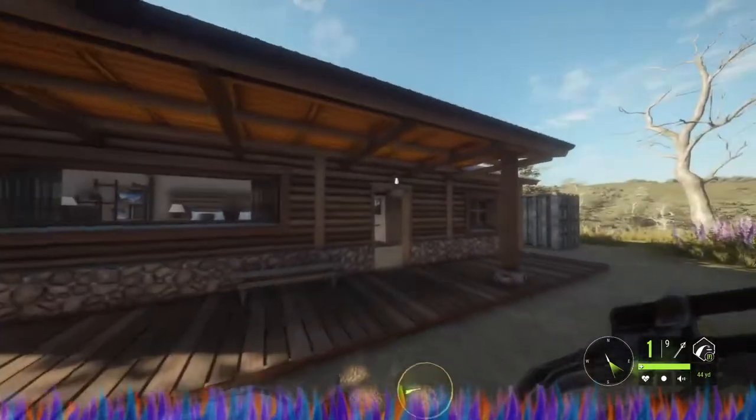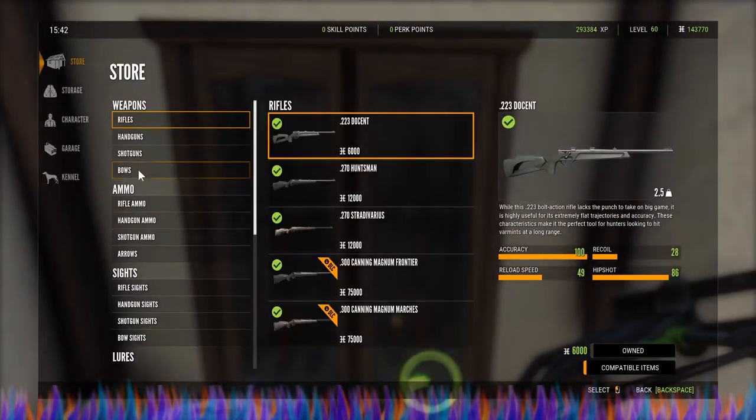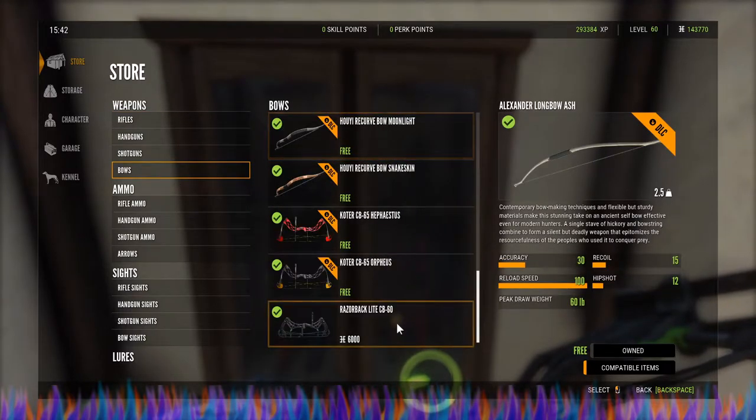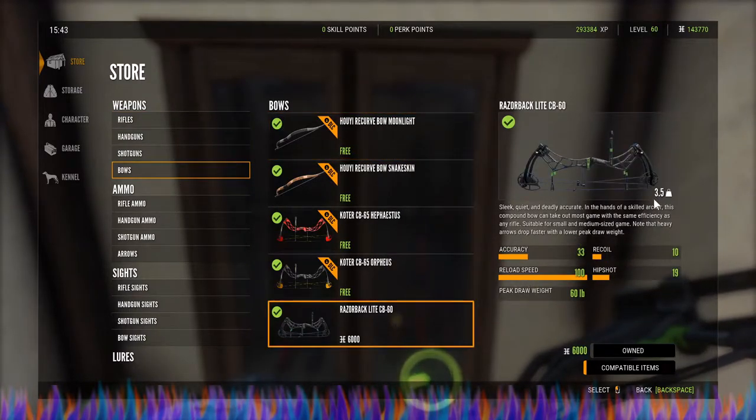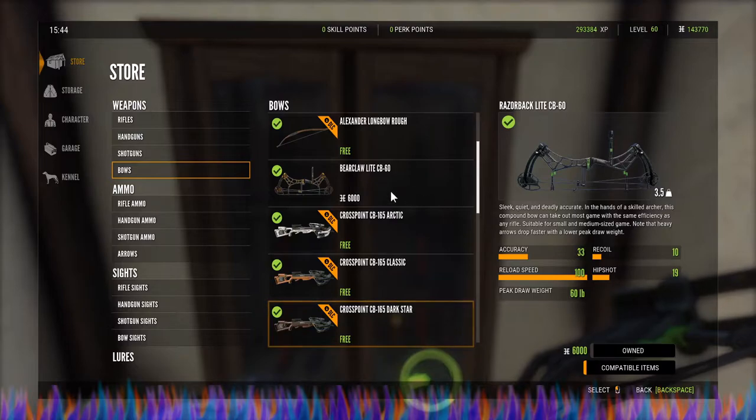Now, let's run in here and take a look at the stats in here. It's all the way at the bottom here. Again, it's going to cost you 6,000 credits. It comes in weighing 3.5. Accuracy is 33. Recoil is 10. Reload speed is 100. Hip shot 19. And the peak draw weight for this one is 60. It is another 60-pound bow, like the Bear Claw here. They are the two 60-pound bows.